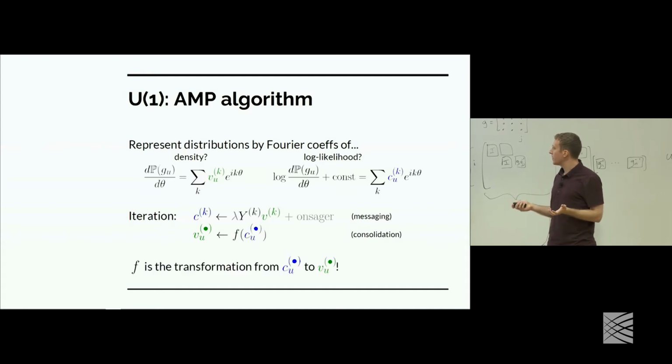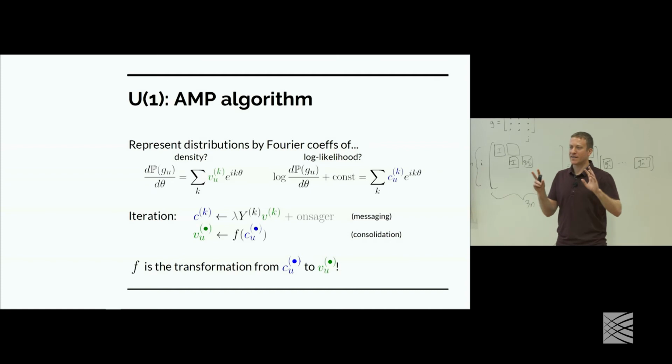And what is the f? It turns out, somewhat surprisingly, that these v's and c's that appear in the algorithm actually are the Fourier coefficients of the density and the Fourier coefficients of the log density. So what is f in general? f is just the transformation from Fourier coefficients of a log density to Fourier coefficients of a density. So that's the general correct soft threshold function that you should apply.